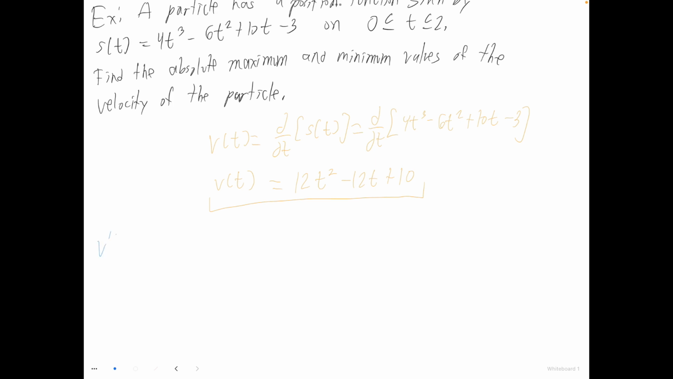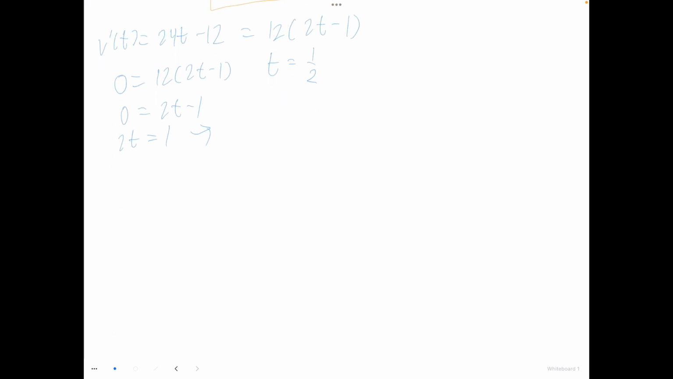So we take the derivative. Its derivative is going to be 24t minus 12, which equals 12 times 2t minus 1. And we want to know when this is 0. So this is a polynomial, so it always exists. So this is going to be 0 when, well, let's just set equal to 0. So 0 equals 12 times 2t minus 1. So 0 equals 2t minus 1. 2t equals 1. And so t must be 1/2. So 1/2 is our only critical number.